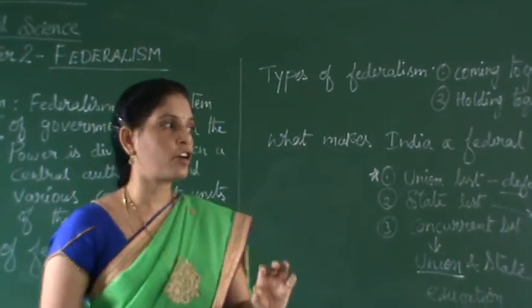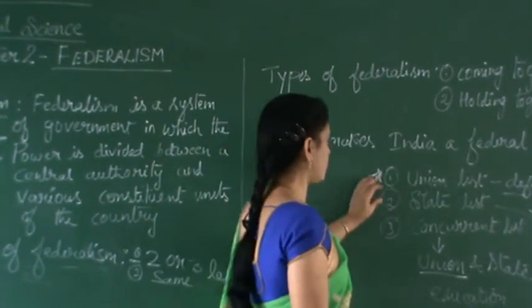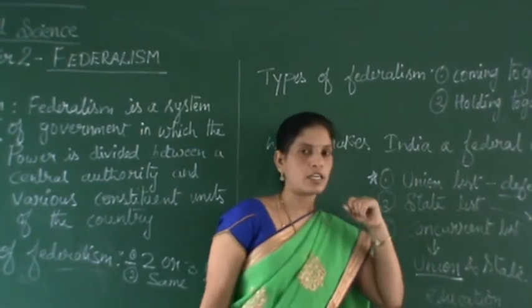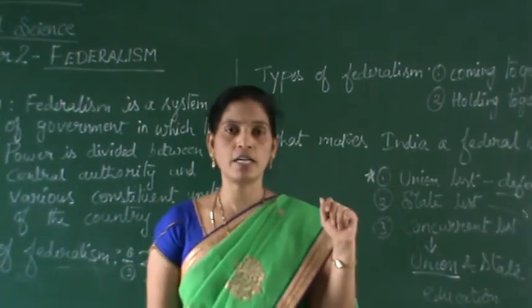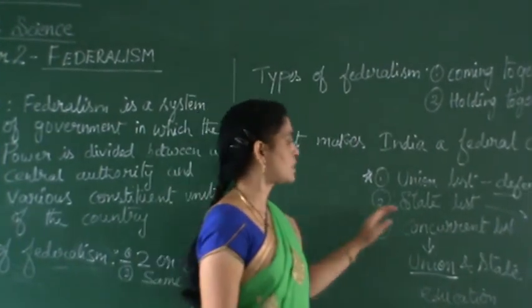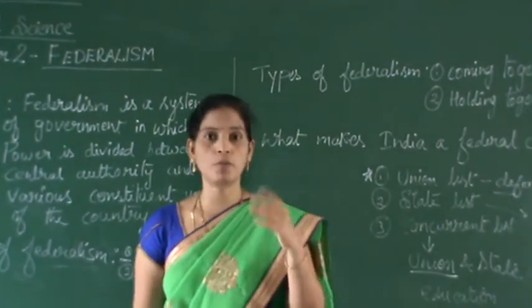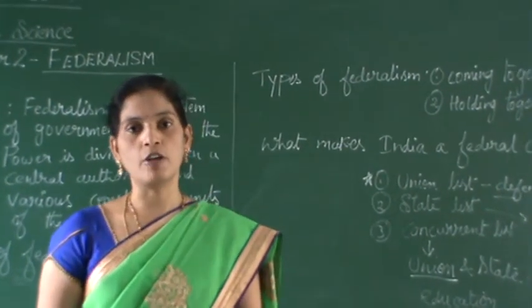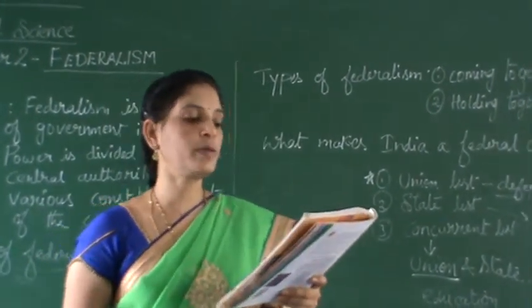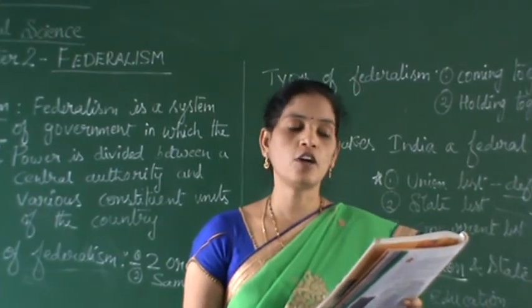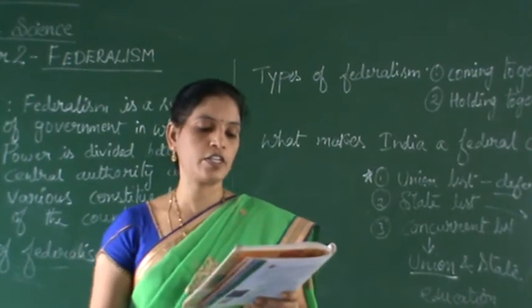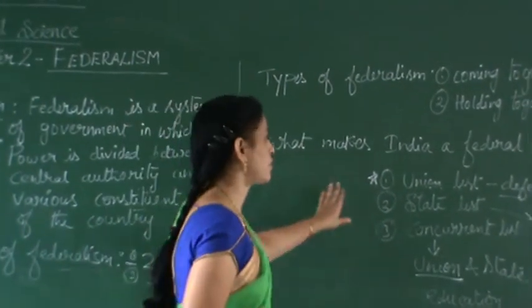When laws are made by both the state government and the central government on subjects included in the concurrent list, if any problem or dispute arises regarding these laws, then the central government's laws will be taken into consideration. The laws made by the union government will prevail. These are the three lists we have seen.